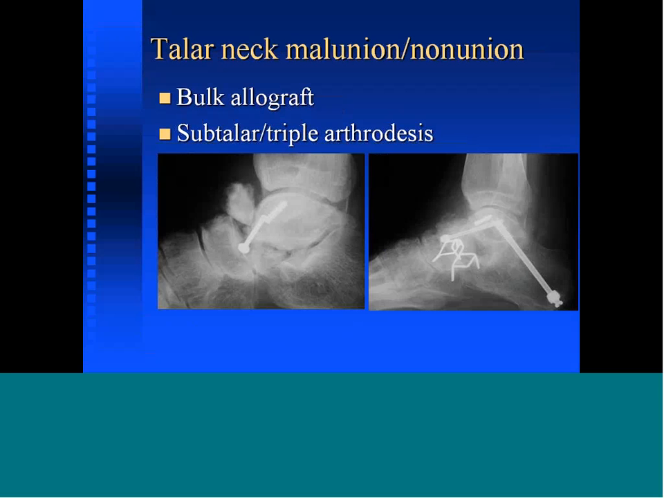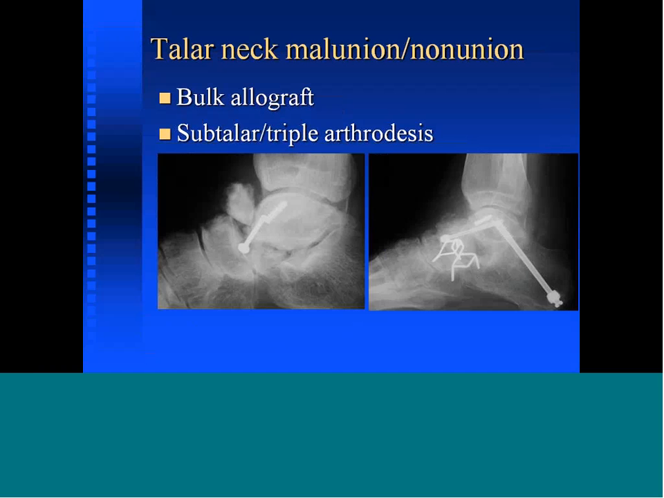You will occasionally come across a talar neck malunion and non-union, and these are indeed very difficult. They're oftentimes associated with traumatic arthritis of the subtalar joint. In these situations, they need to be managed with bulk allografts, of which you typically utilize an iliac crest or femoral head allograft, depending upon the size of the defect and non-union. And then that is typically followed by either a subtalar or triple arthrodesis, one that will help to stabilize the joints around the bulk allograft itself.